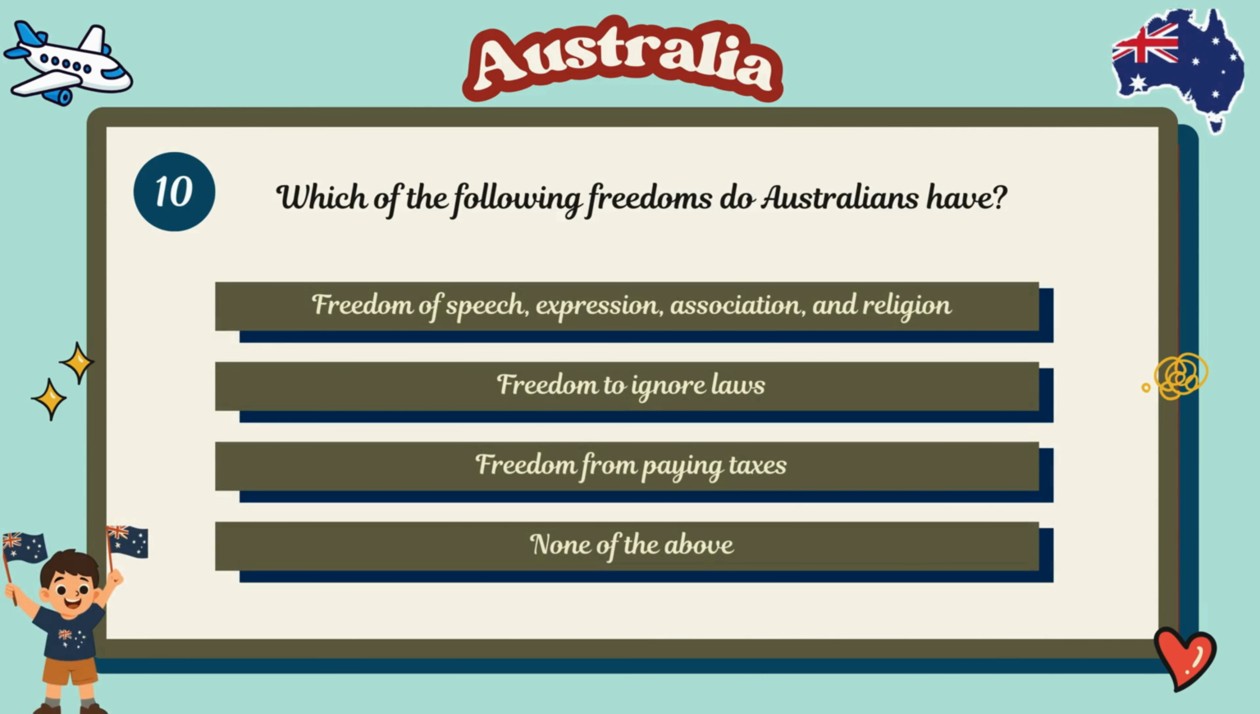Question 10. Which of the following freedoms do Australians have? A. Freedom of speech, expression, association and religion. B. Freedom to ignore laws. C. Freedom from paying taxes. D. None of the above.